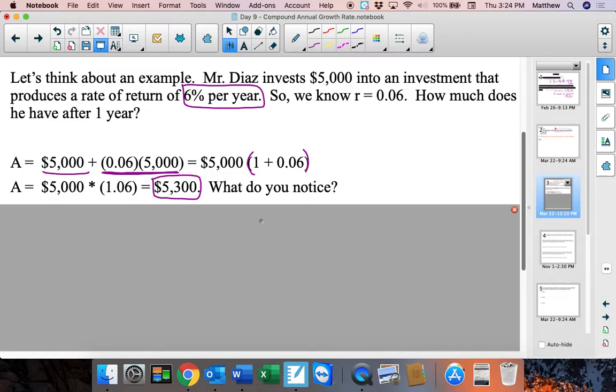Okay. So what do we notice about that? You could pause and maybe think about it. What I notice is that it makes sense, right? 6% is a pretty healthy return. Basically after a year, he gets this extra $300, right? He has the 5,000 that he started with, and then he gets this extra $300, which is 6% of the 5,000. Okay.